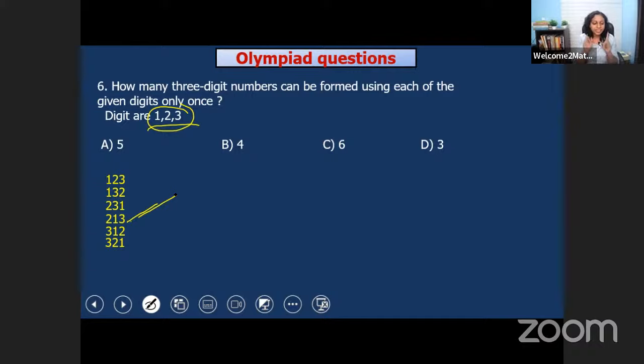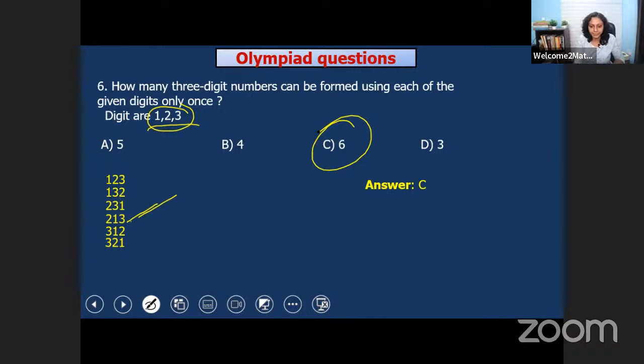So our answer would be 6. Okay, 1 2 3, 1 3 2, then 2 3 1 and 2 1 3, and then 3 1 2 and 3 2 1. Got it? So our answer would be, yes, answer C is 6. Very good. And let's see the answer box.